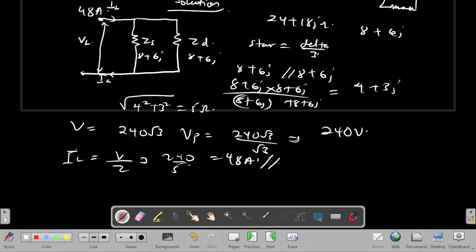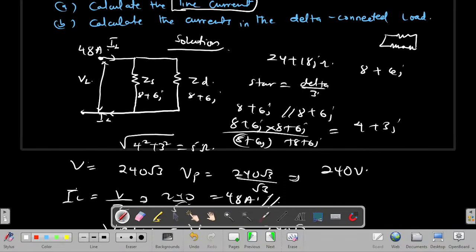Please don't confuse yourself. When you wanted to find a current, you have to convert everything to star. That is what we did. Now the question is asking us to find a current only in the delta. So we are moving to the delta configuration. We are no more using this 8 plus 6j. We are going back to the delta configuration. Okay. So we have our voltage VP across the delta, right? Is simply equal to the VL across the line to line, which is equal to 240 root 3 we maintain.